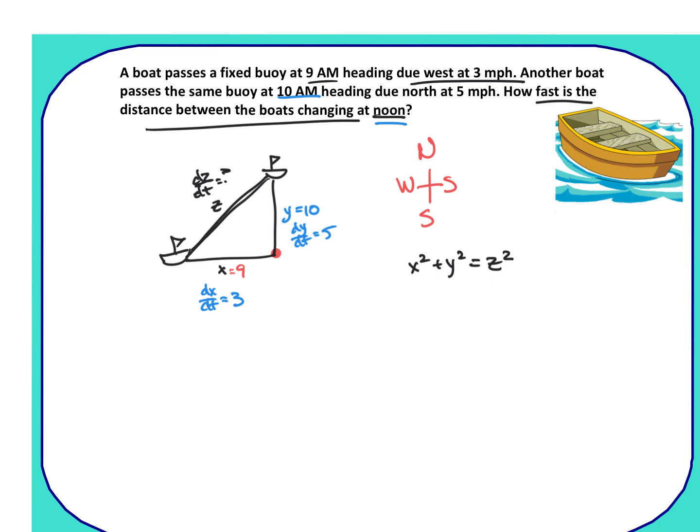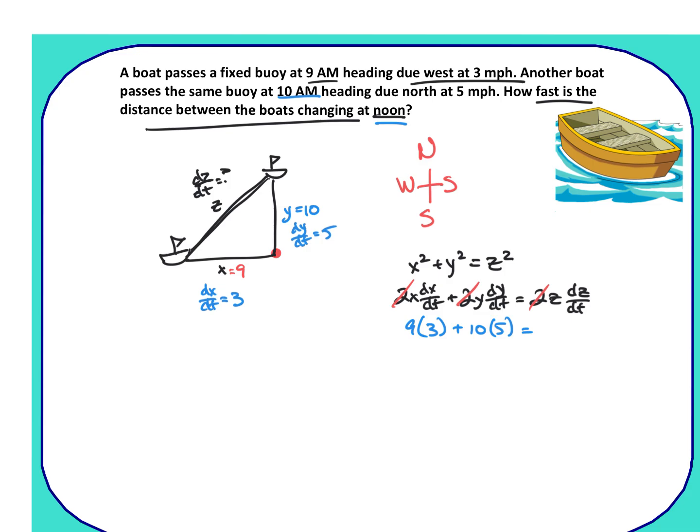So what's my derivative? 2x dx/dt plus 2y dy/dt is equal to 2z dz/dt. All right, and so we're going to cancel out all our 2's, and we're going to substitute in everything that we know. So do I know my x? Yes. What is it? 9. Do I know dx/dt? Yes. 3. Plus my y of 10. Do I know my dy/dt? 5. And then is equal to, do I know my z?